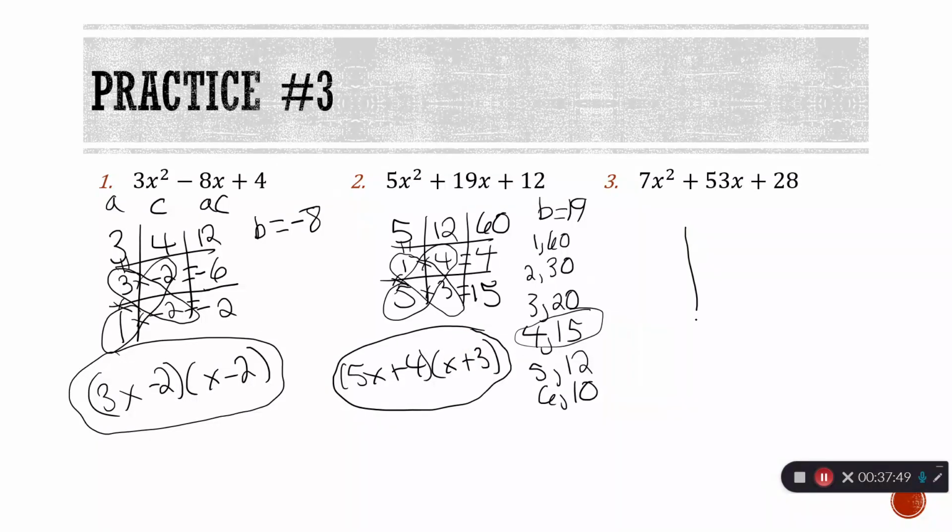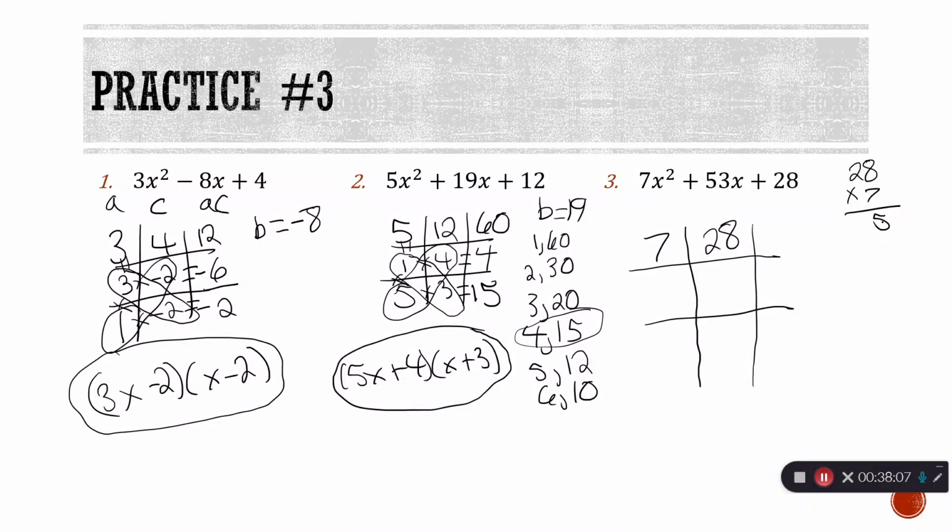Last one. A goes here, which is 7. C goes here, which is 28. And 7 times 28, which I don't know off the top of my head. 8 times 7 is, whoops, that's 56. 7 times 2 is 14. 14 plus 5 is 196. This is a big one.